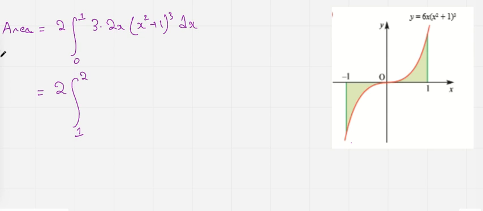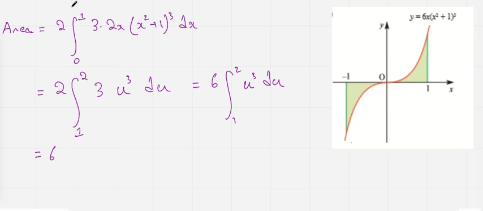Integral from 1 to 2, 3 times u cubed du. This 3 is going to be multiplied with this 6, and I'm having 6 u cubed du, right? Now I just apply my simple integration, and I'm going to get my area bounded by the given curve and the lines x equals minus 1 and x equals 1. So let's do it as fast as we can.